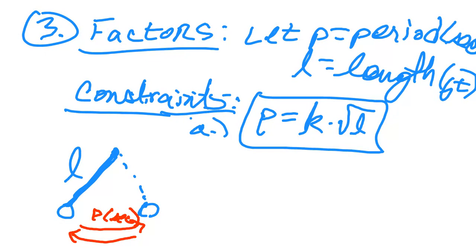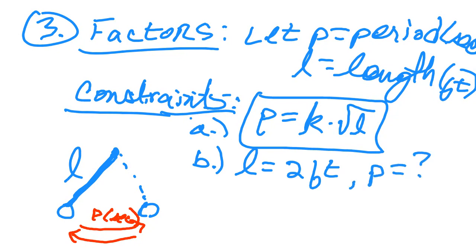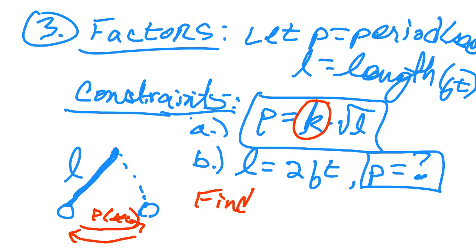And then what it says is find the period of a pendulum that has a length of 2 feet. Well, if L equals 2 feet, what's P equal? So that's the question. We're trying to find P here. P would equal K times the square root of 2, right? But what we need to do is find K before we do that. So we need to find K.